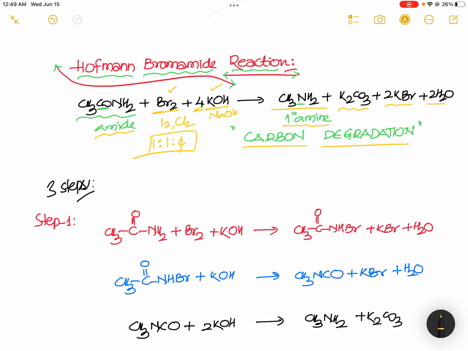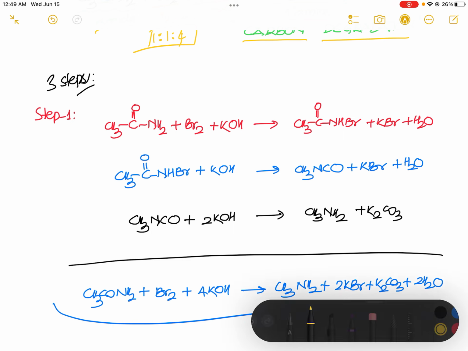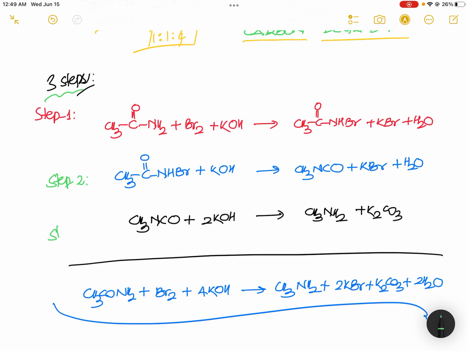The mechanism is not actually known, but we'll go with the probable steps. See, in 3 steps you can explain. Step 1, this is step 2, and this is step 3. Okay, so when you are using bromine and KOH, first this hydrogen is replaced and you are getting a bromine. So bromine is replacing that hydrogen. First step, this is called N-bromoamide. This particular compound is N-bromoacetamide.